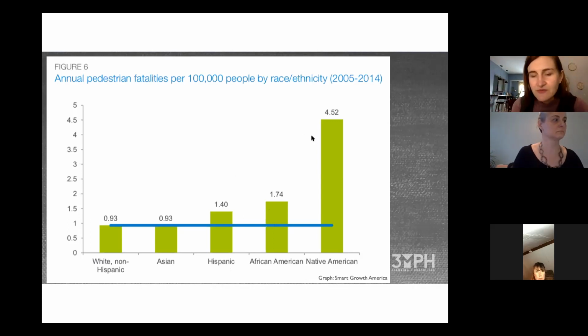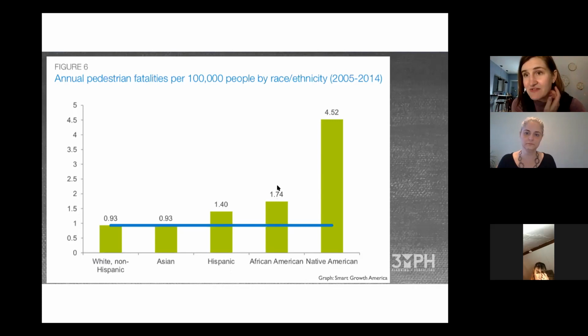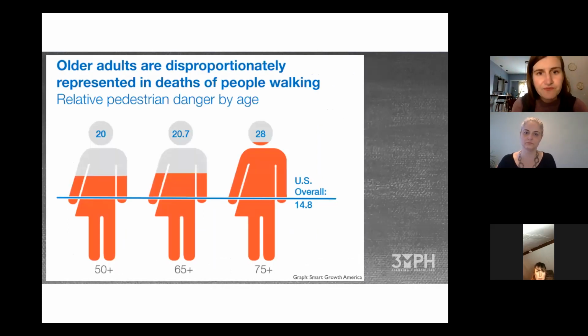Systemic racism plays a role in this. Black people are almost twice as likely to be killed while walking. Hispanic folks are at increased risk, and Native folks are almost 5 times as likely to be killed this way. Another group that's disproportionately harmed is older folks. People who are 75 and above are about twice as likely to be killed while walking, and the risk increases once people turn 50. So it starts younger than you would think.